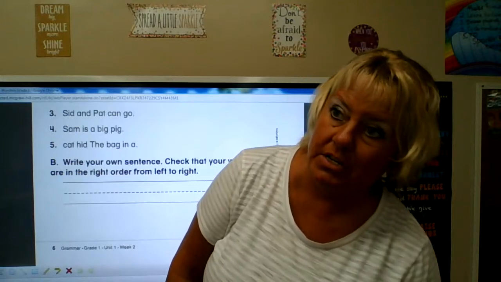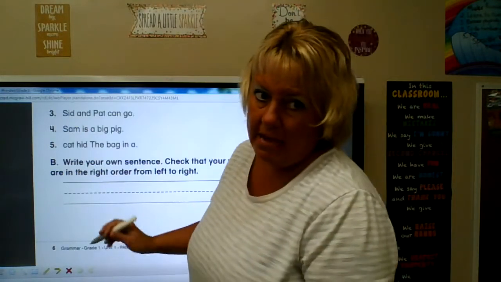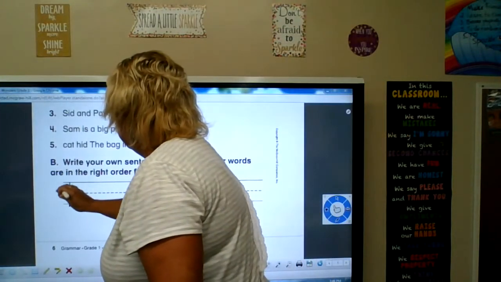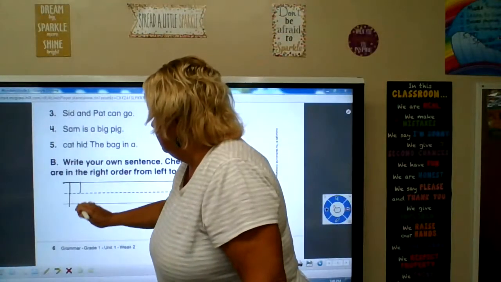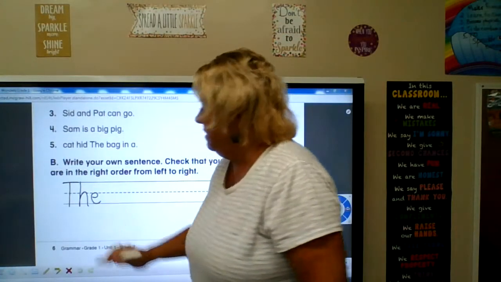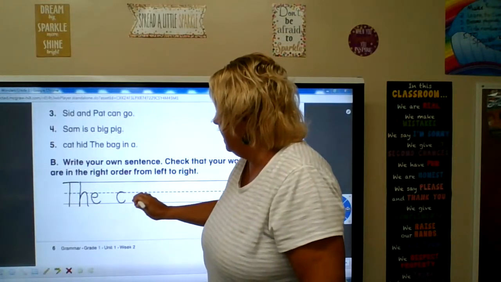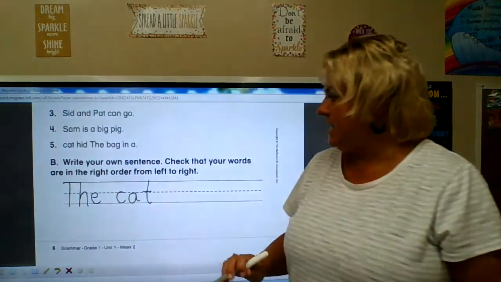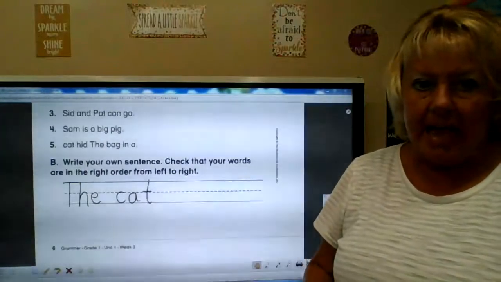So what we're going to do is start with the cat today. And what do I need at the beginning of a sentence? Capital T for the, leave a space, lowercase c, lowercase a, tall T, short C, short A, tall T. The cat.